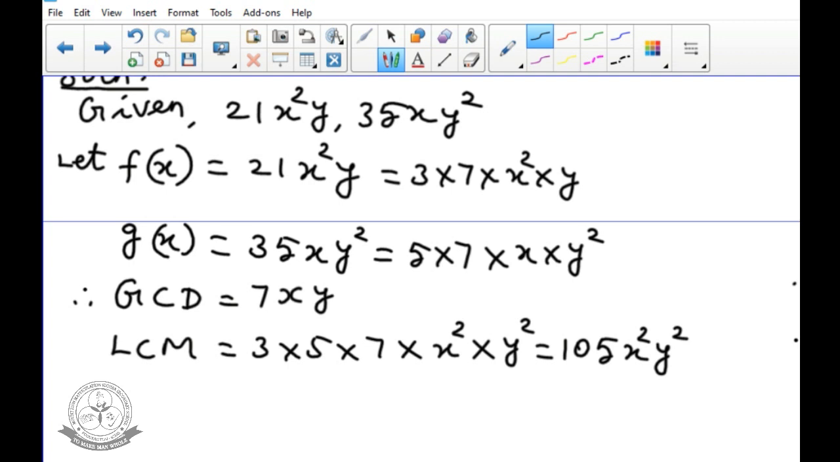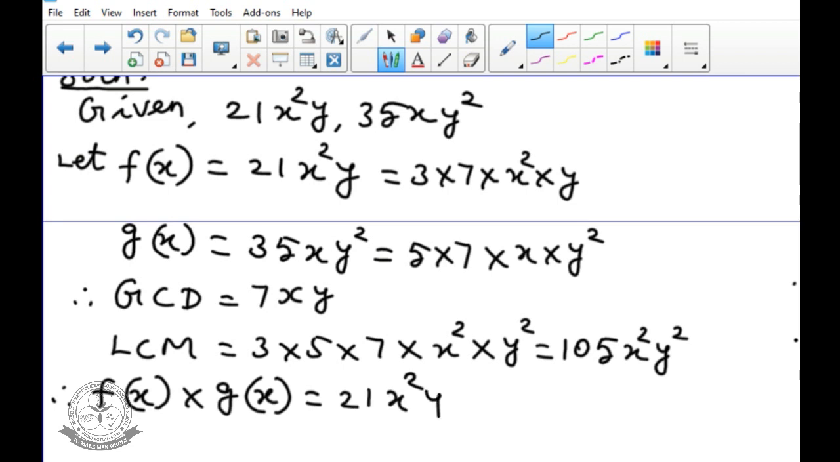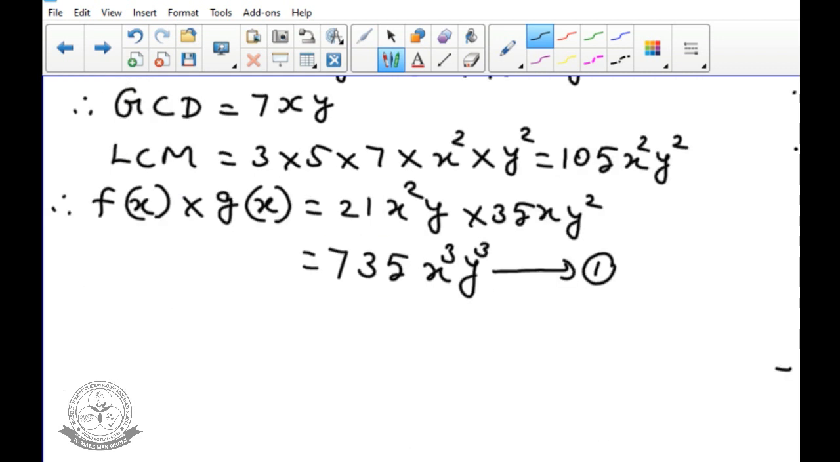Okay, next they asked to verify that f of x into g of x equal to LCM into GCD. So we have to find the product of f of x into g of x. f of x into g of x equal to 21 x squared y into 35 x y squared. We multiply: 735 x cube y cube. Keep this as equation number 1. Next we have to find the product of LCM and GCD.